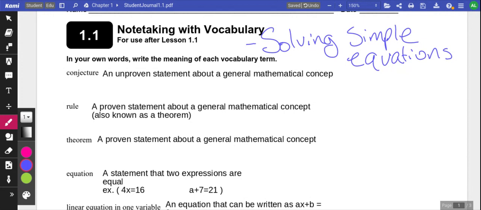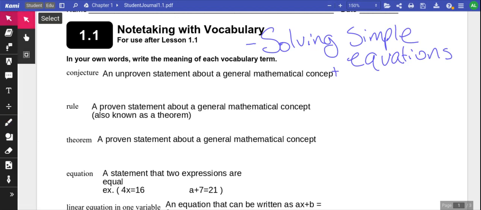All right, so essentially, a conjecture is an unproven statement, so that's something you're trying to figure out if it's true about a concept. A rule and a theorem are the same thing. It's a proven statement. So if you're reading something in a math textbook that says this is always true, that is a rule or a theorem. An equation is when you have something that is equal on both sides of the equal sign. That's what you're used to dealing with in algebra. A lot of these we're going to be solving to find the solution to an equation.